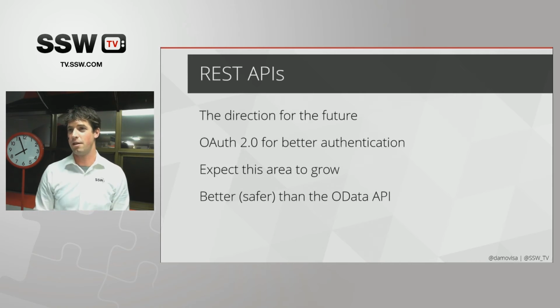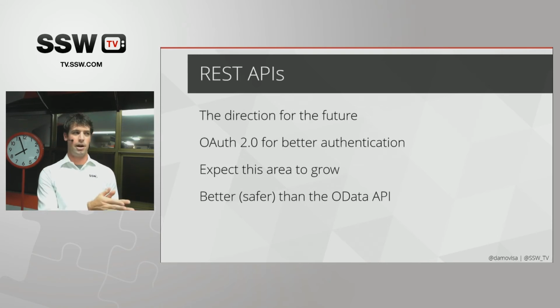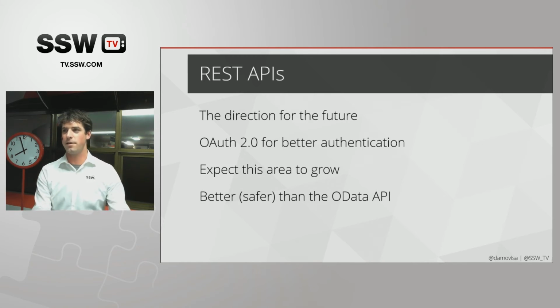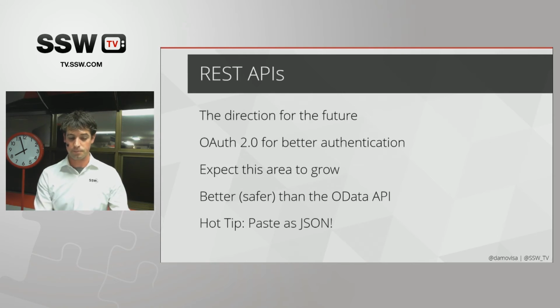It's also not really that RESTful. I mean, you're calling a URL and you're getting a response back. Yes, that's fine. But you can change that URL in a number of different ways and it changes things. The more RESTful way of doing it is hitting a URL and passing in an object which represents what you want. The way they're doing these REST APIs is a bit more in line with where the industry is going for the web. So it's a bit safer to use than these OData APIs. Yeah, hot tip, paste as JSON. It saves a lot of time.